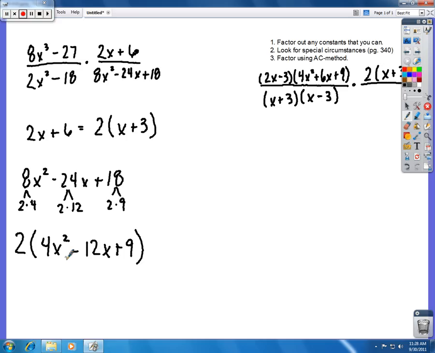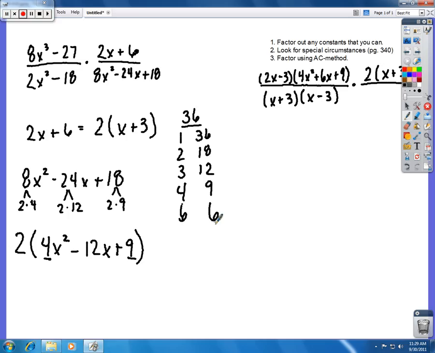Okay. And the way the AC method works, hopefully this is a refresher, is you're going to take the term in front of the A and C and multiply them together. That gives you 36, and you're going to write out the factors of 36. So that's 1 and 36, 2 and 18, 3 and 12, 4 and 9, and then 6 and 6. Pen's not wanting to write 6s today.